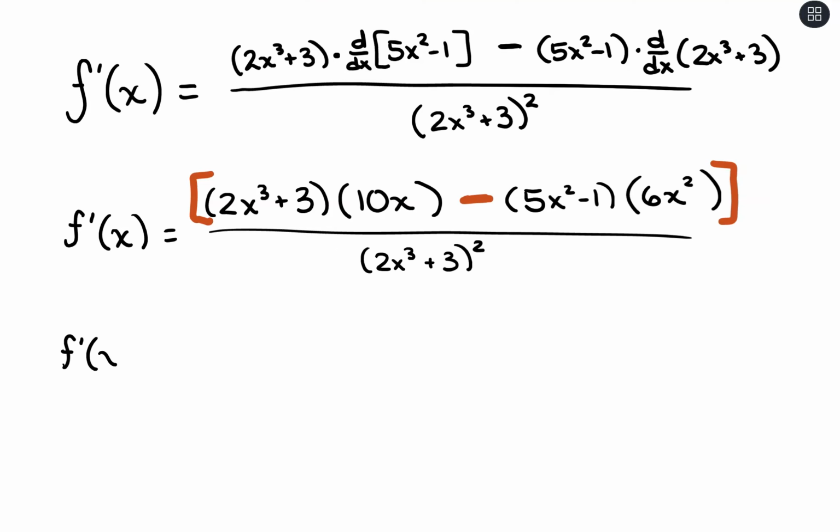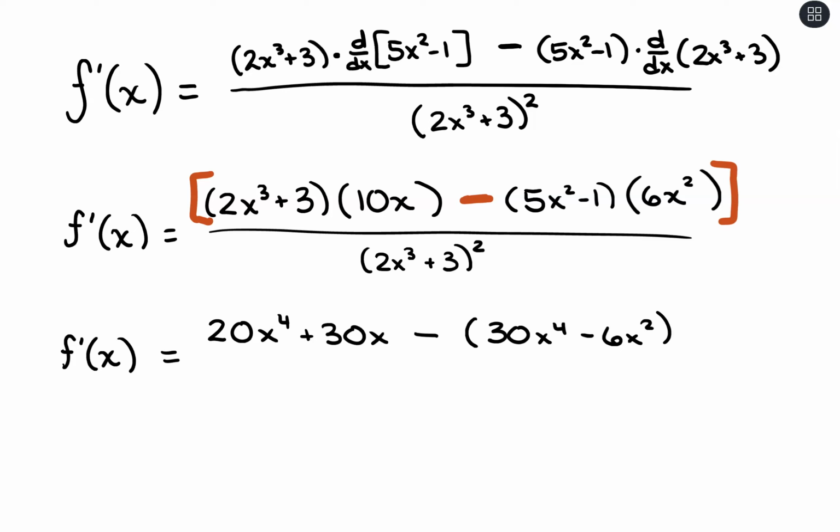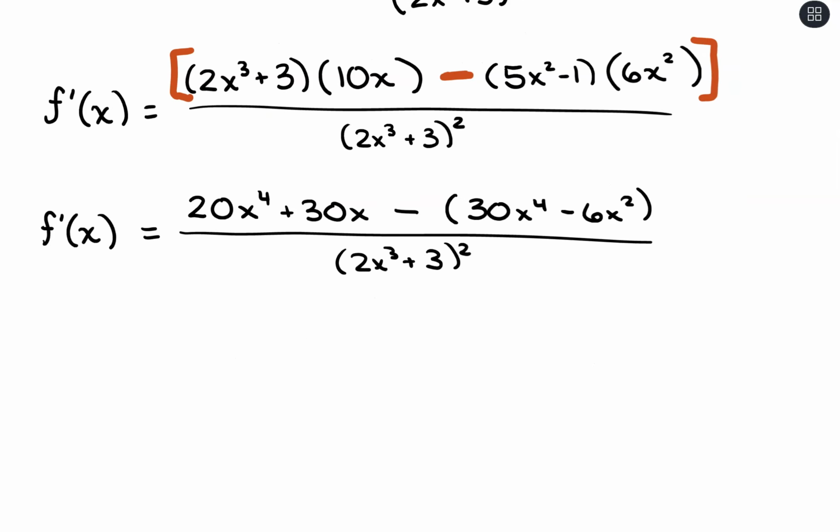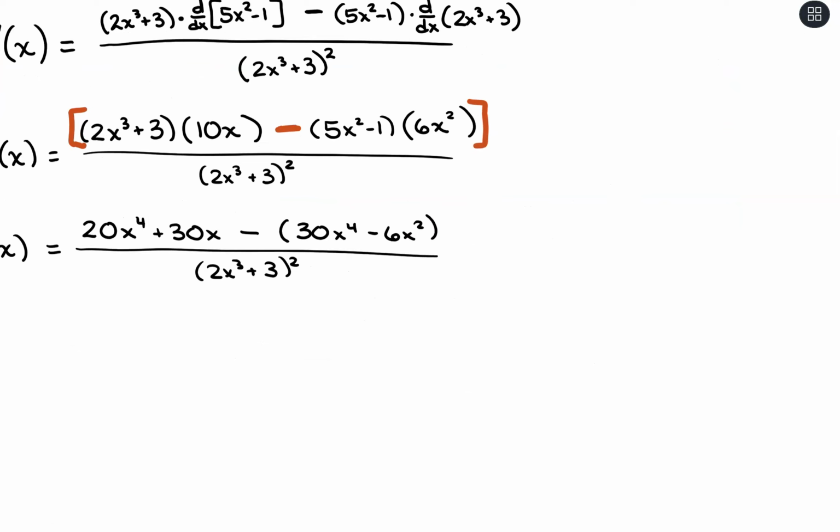All right, so my next step is going to be to simplify the numerator. So I'm going to distribute the 10x in, so 20x to the fourth plus 30x minus, and I'm going to go ahead and keep parentheses here for a moment, so distributing the 6x squared, so 30x to the fourth minus 6x squared. And I just kept the parentheses there for a moment so I could really see that negative is going to distribute through.